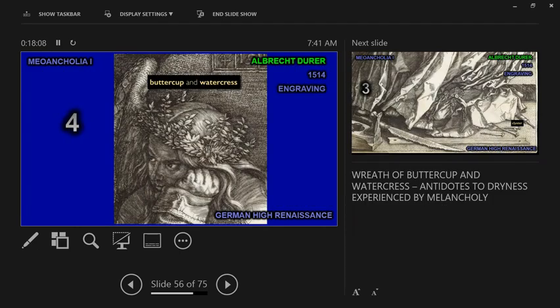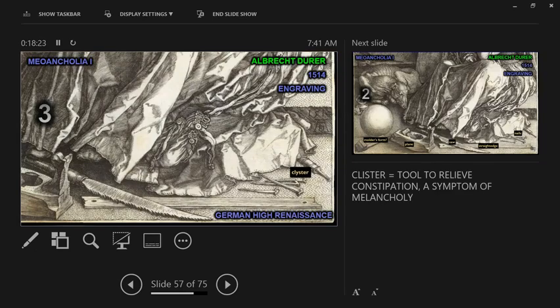The number 4, the buttercup and watercress on the angel's crown, are antidotes to dryness, which was associated with melancholy. The number 3, this one's kind of gross, but I thought it was funny. This tool on the right side is called a clyster. A clyster is a tool to relieve constipation, which is associated with melancholy. If you look at that tool, I guess you can imagine how it is used.